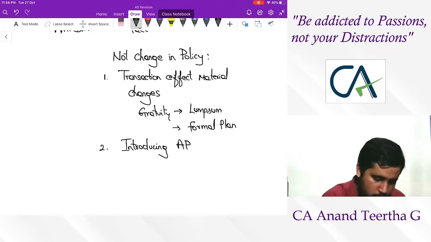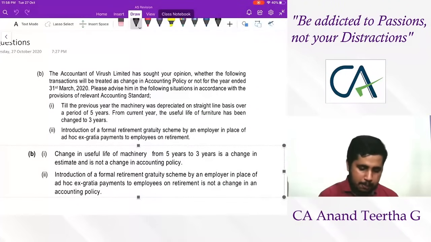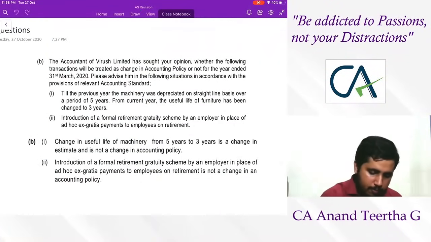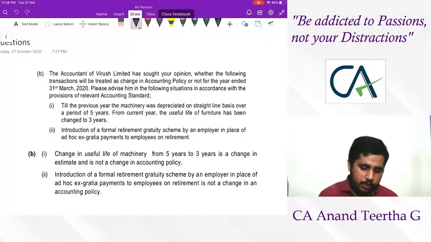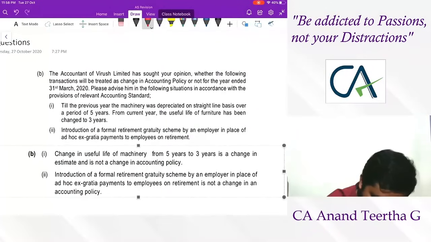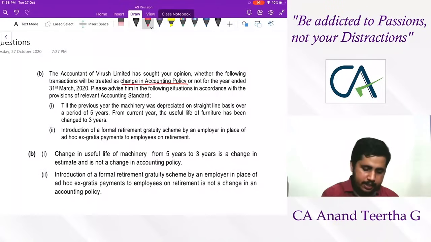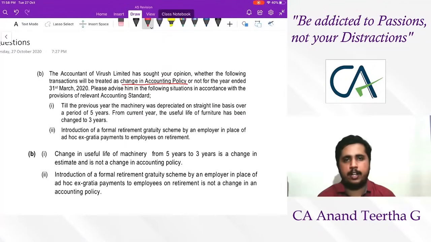Now let's quickly go towards a problem based on this. This has been taken from your RTP. Let's see now. The accountant of Virush Limited has sought your opinion whether the following transactions will be treated as change in accounting policy or not for the year ended 31st March 2020. Please advise him in the following situation in accordance with provisions of the relevant accounting standard.